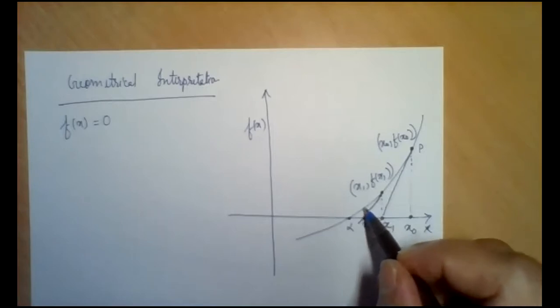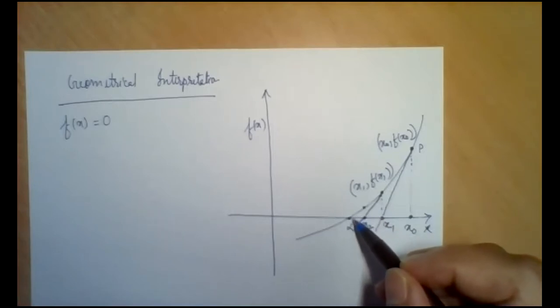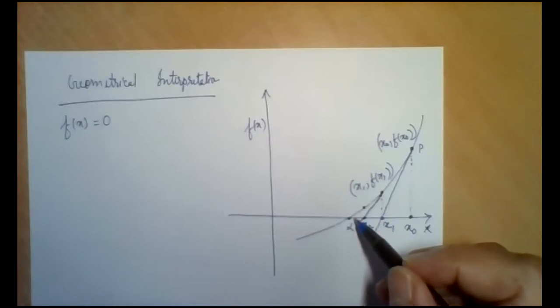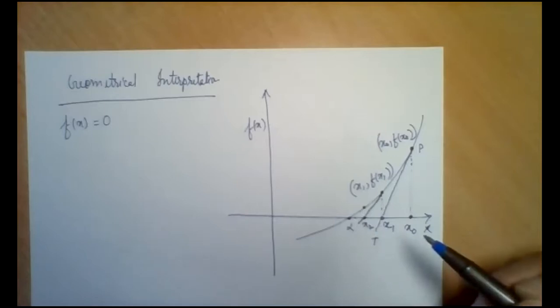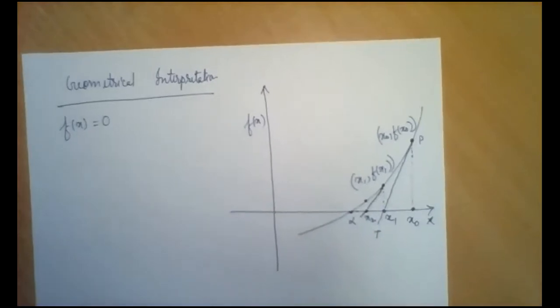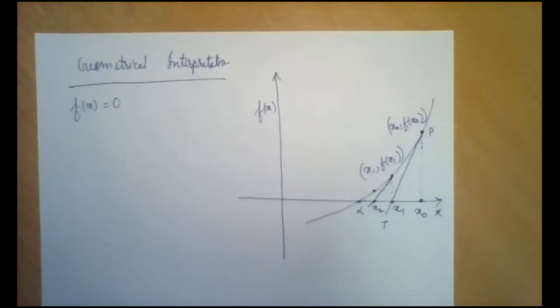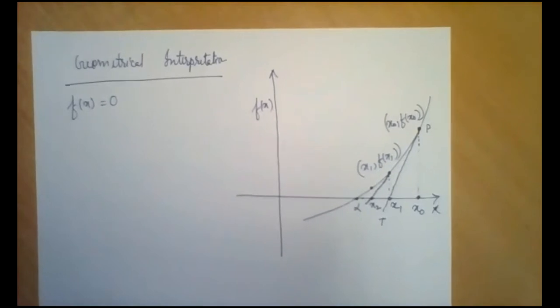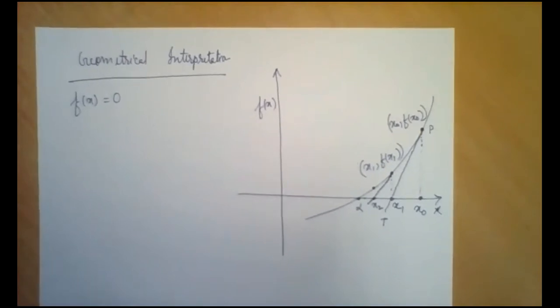At the x2 function value, we draw another tangent to this curve, and this tangent will cut the x-axis at another point x3, which is close to alpha. So in this way, we move closer and closer to the real root alpha. This tangent comes from the derivative, the geometrical meaning of the derivative of the curve. So this is what we mean by the geometrical interpretation of the Newton-Raphson formula.